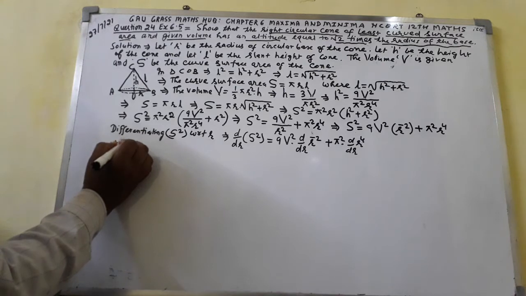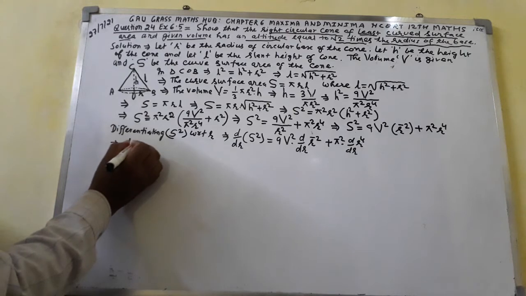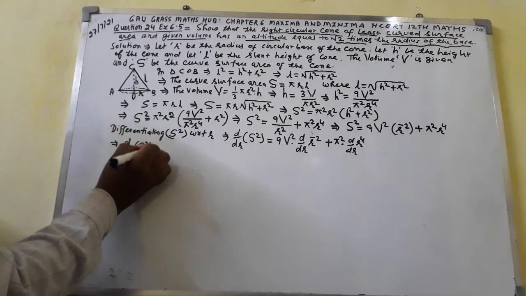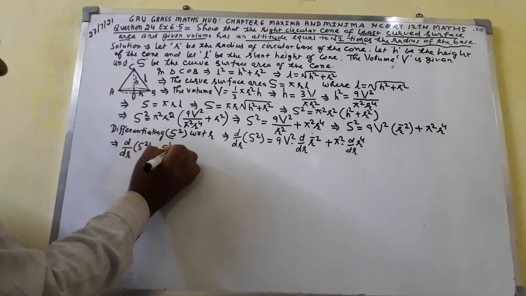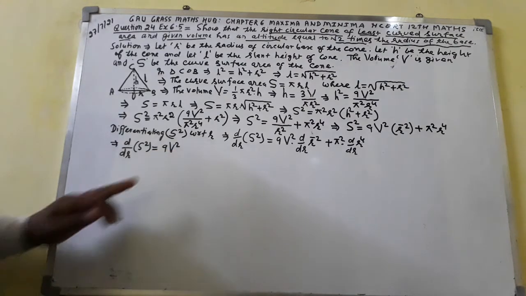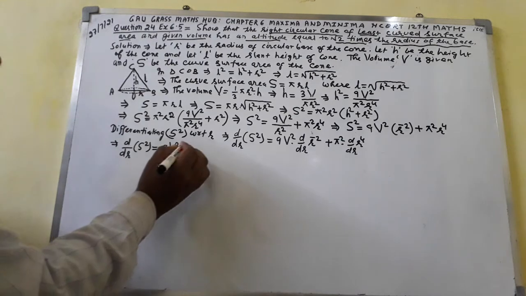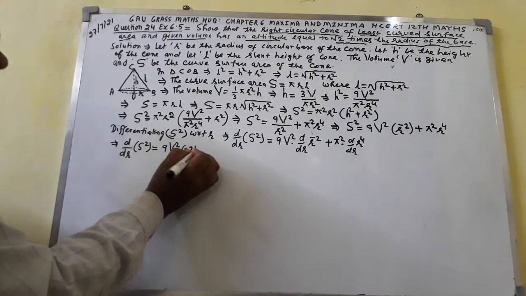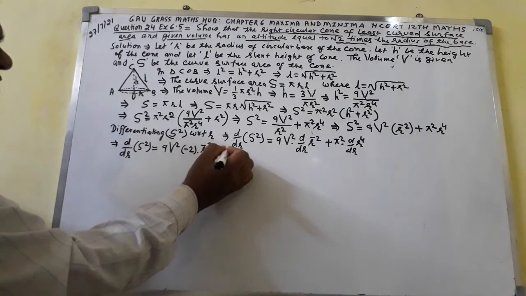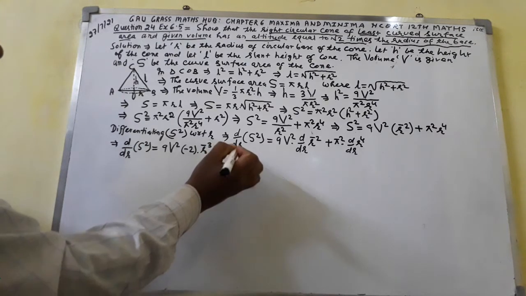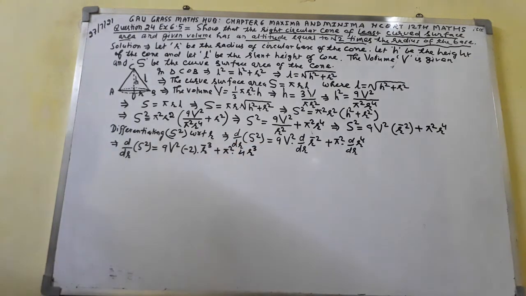Implied that d over dr of S square equal to 9V square. Here capital V is constant. So here I shall write minus 2 R raised to the power minus 3 plus pi square dot 4 R cube. This thing I shall get.